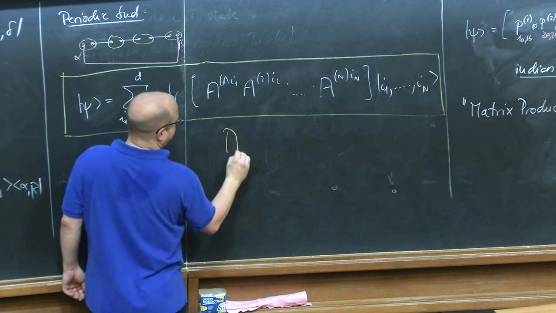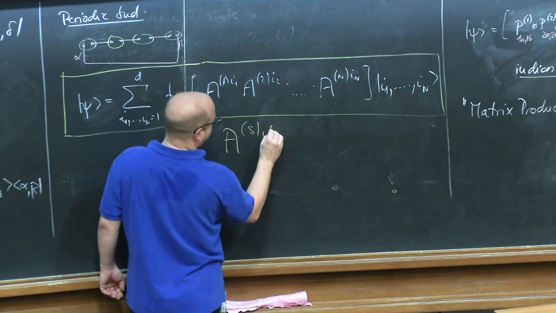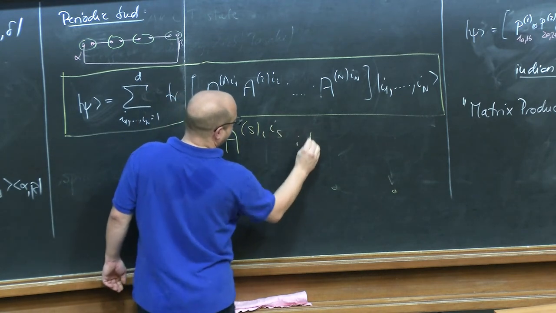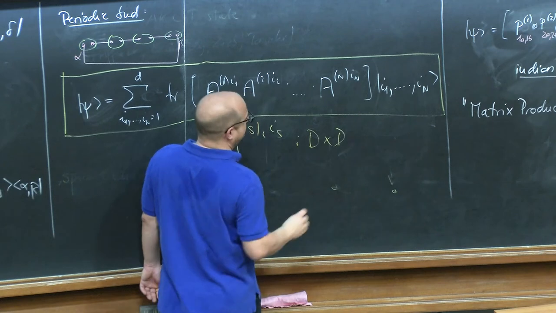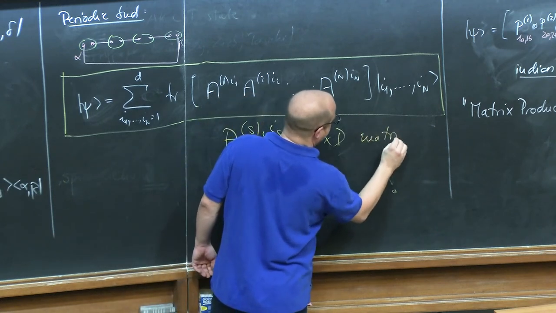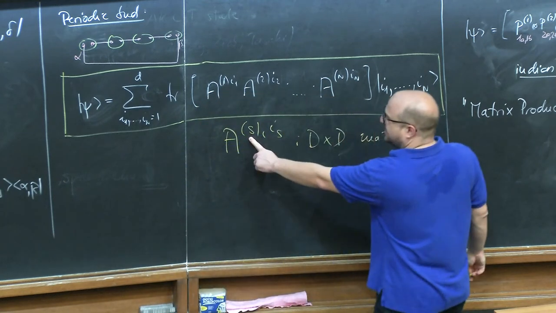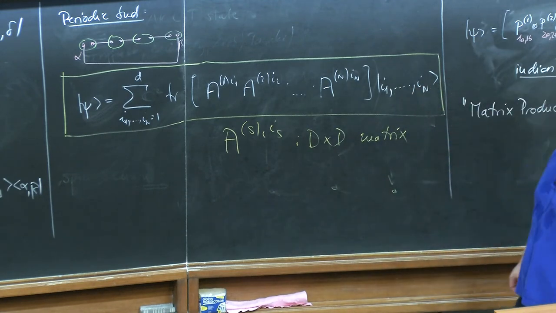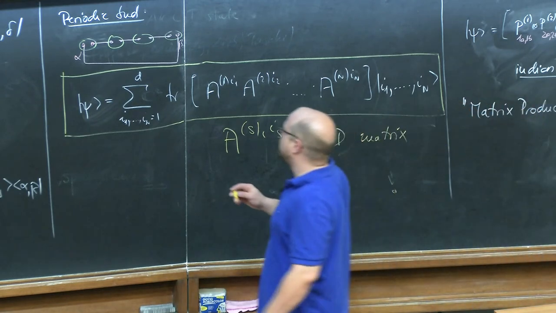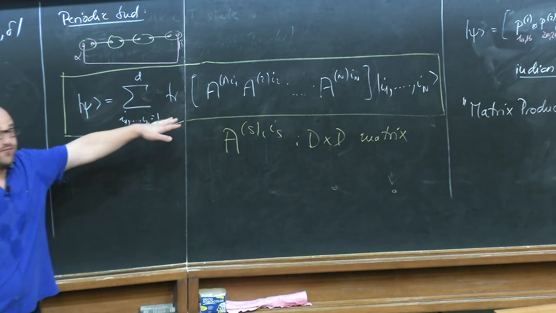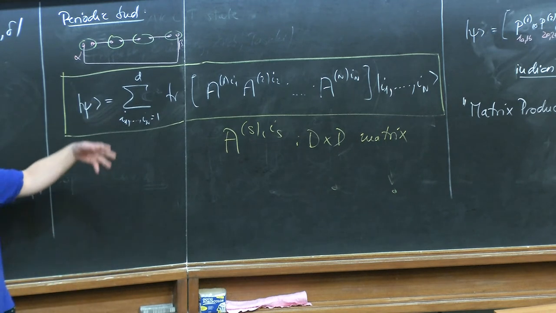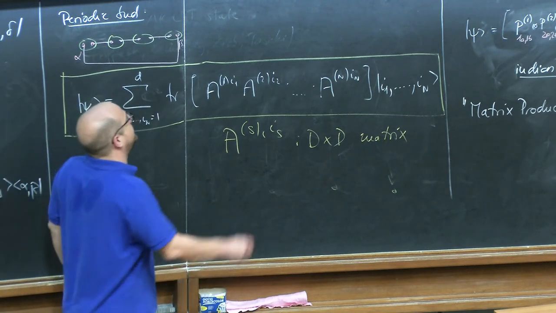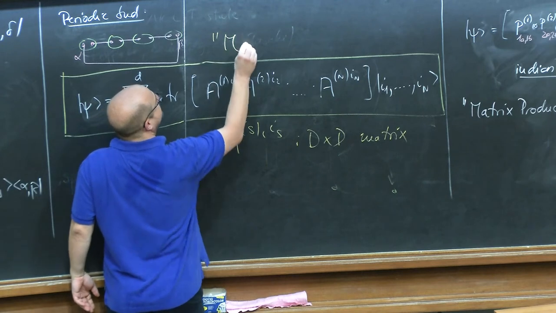where for each side, there is a set of D by D matrices. So for each side and each value of the spin at a side, there exists a D by D matrix specifying basically how the state has to be constructed. And that's why it's called a matrix product state, because, well, the coefficients, the C i1 to iN, can be obtained as matrix products.